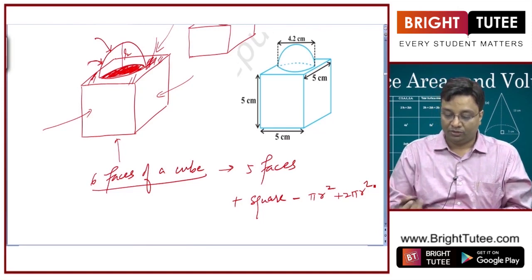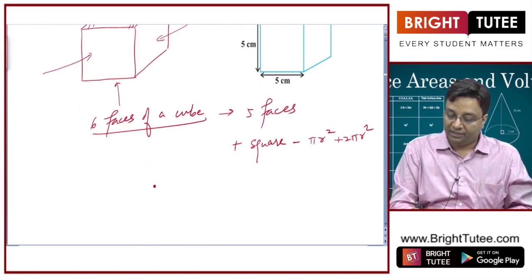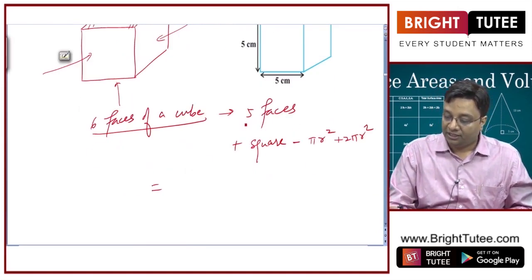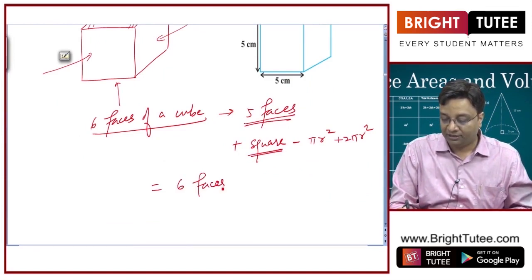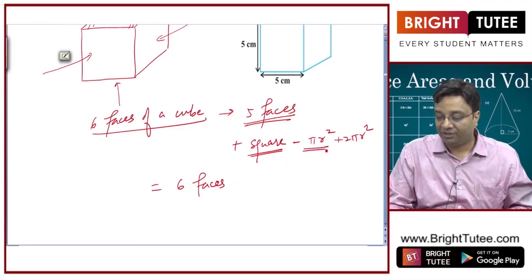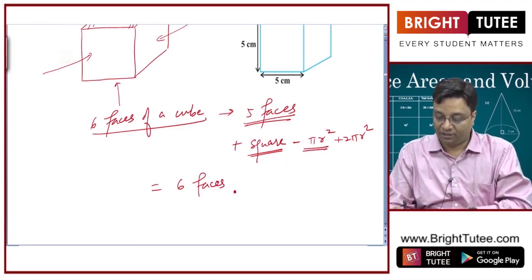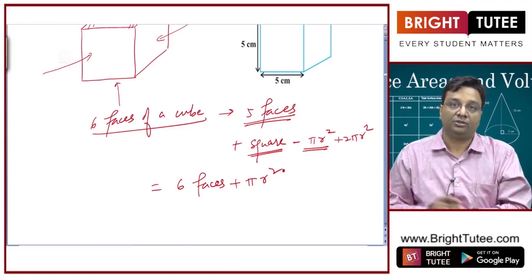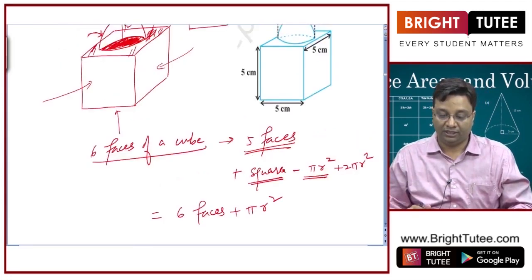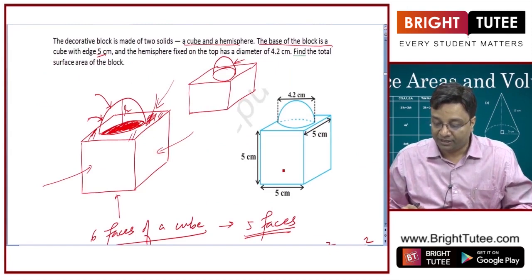okay. So what is exactly the plan to solve this question? 5 faces plus this one face, so 6 faces we need to calculate. Then I have to subtract 1 pi r square and add 2 pi r square, so effectively I am adding 1 pi r square in it. So this will be my answer for this question. Now just let us plug the data in it.